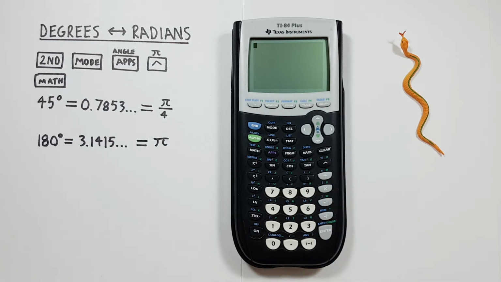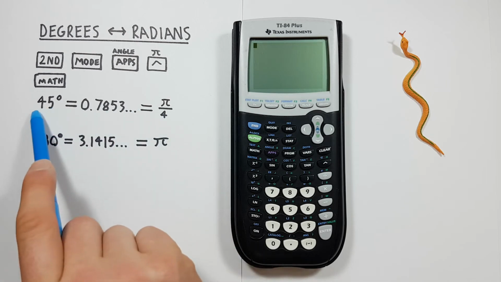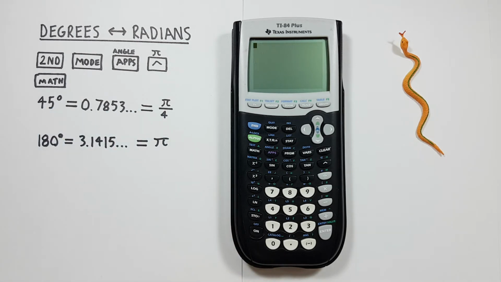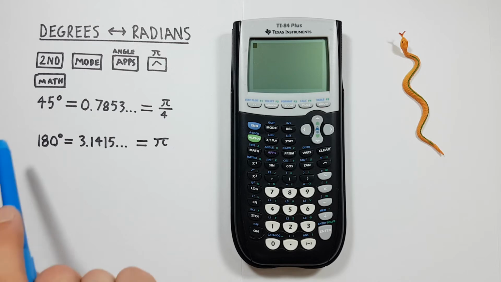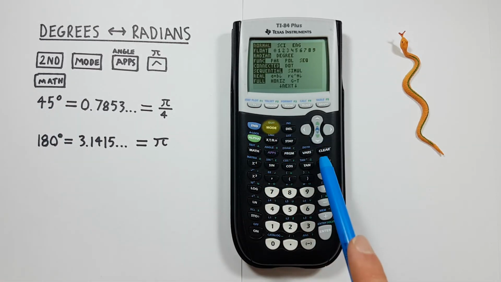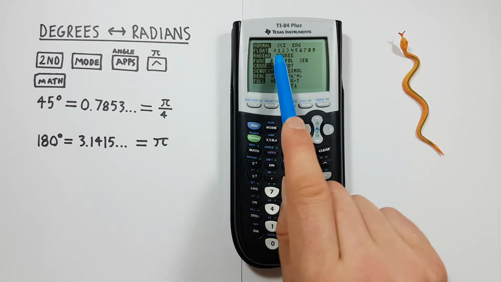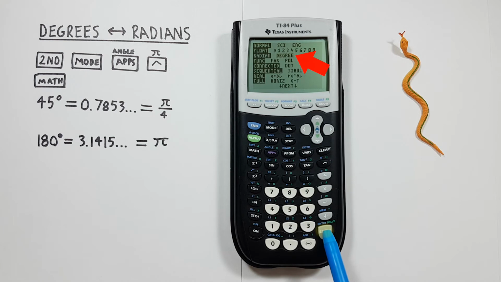What if we wanted to take it in the opposite direction? Let's say we were given pi over 4 and wanted to get this as degrees. Well, again, we want to start by setting our calculator to the mode we want our results in. So, for this example, we want to set to degrees mode. Press mode, scroll down twice, move our cursor across to degrees, and press enter. And then we can clear out of that menu.